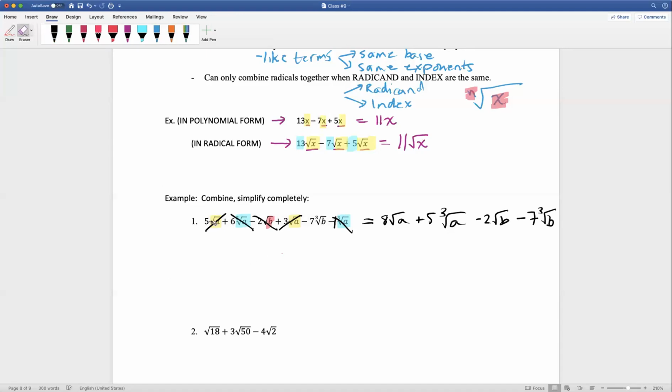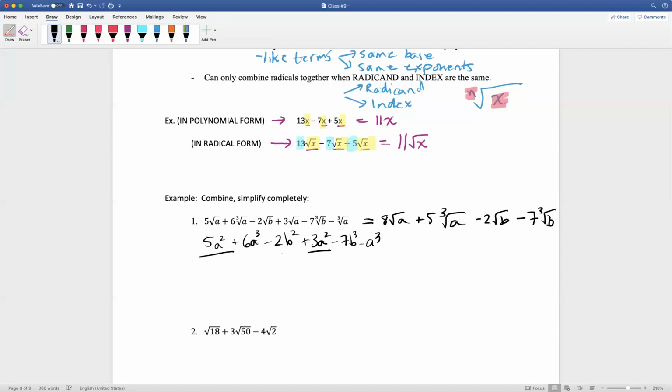In fact, if you want to think about these in terms of being in polynomial form, we could do something like this. We could call this 5a squared plus 6a cubed minus 2b squared plus 3a squared minus 7b cubed minus a cubed. And so if you think about it like this, and I'm just making this up, I'm just trying to show you what the equivalent form for polynomials would look like.